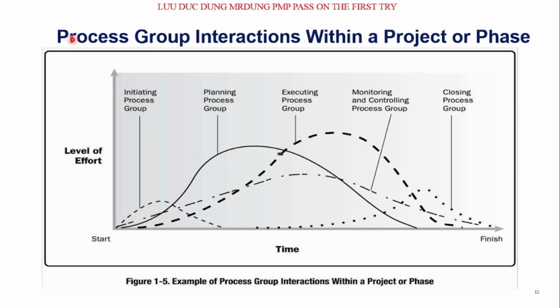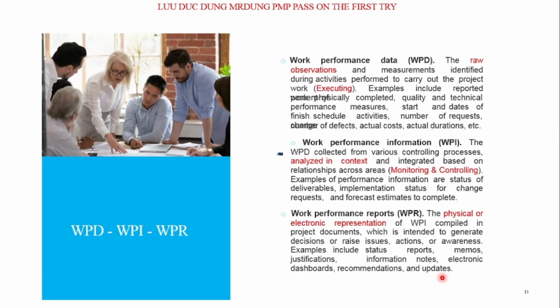So this is the process group interaction within a project or phase. And we can discuss the work performance data, WPD, work performance information, WPI, and work performance report, WPR.